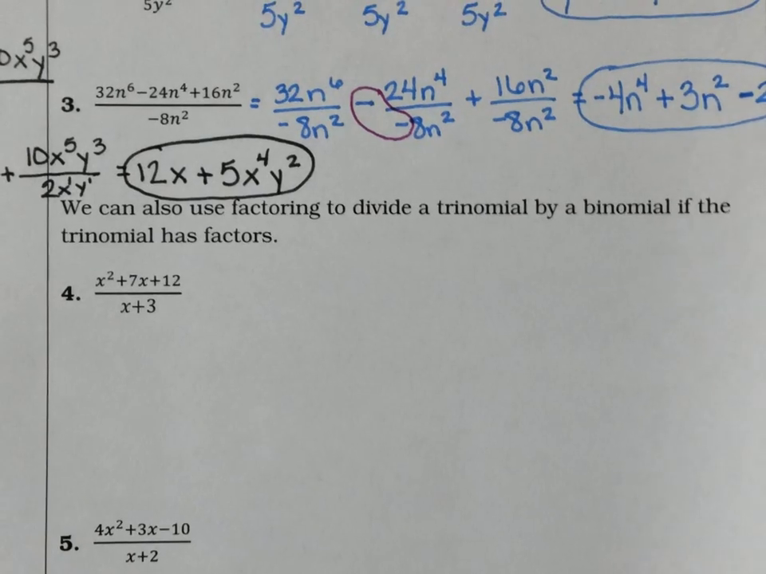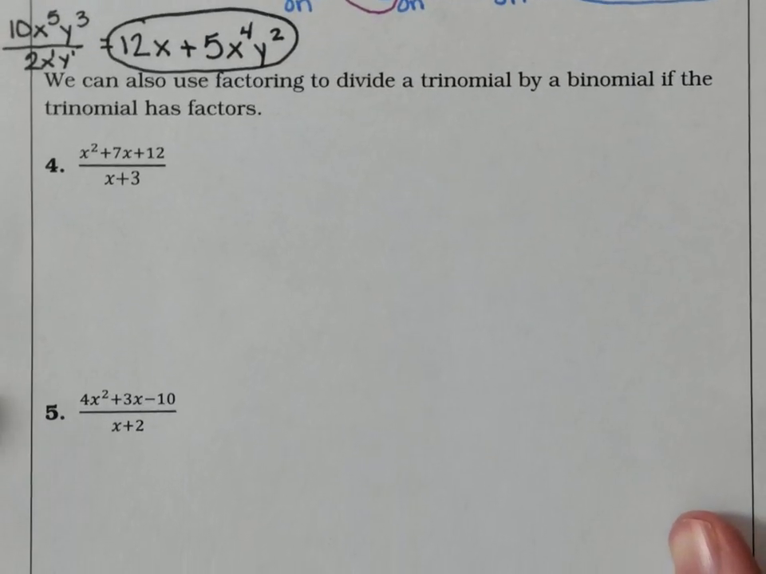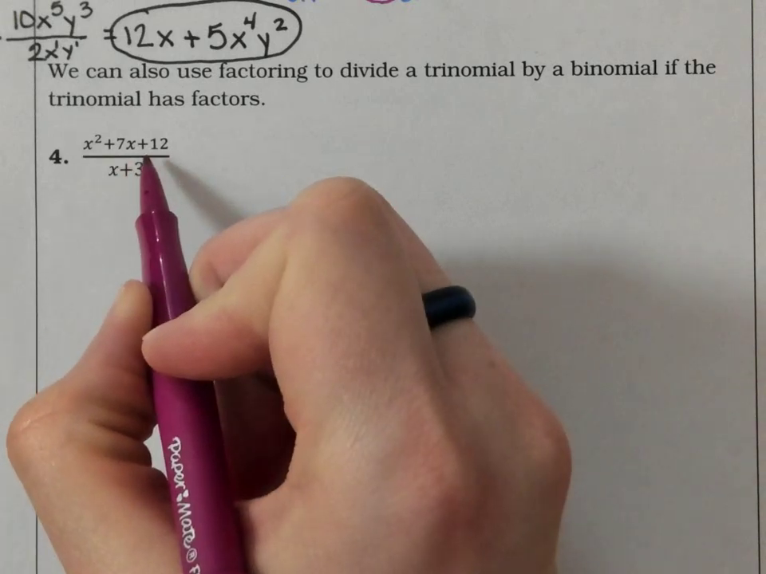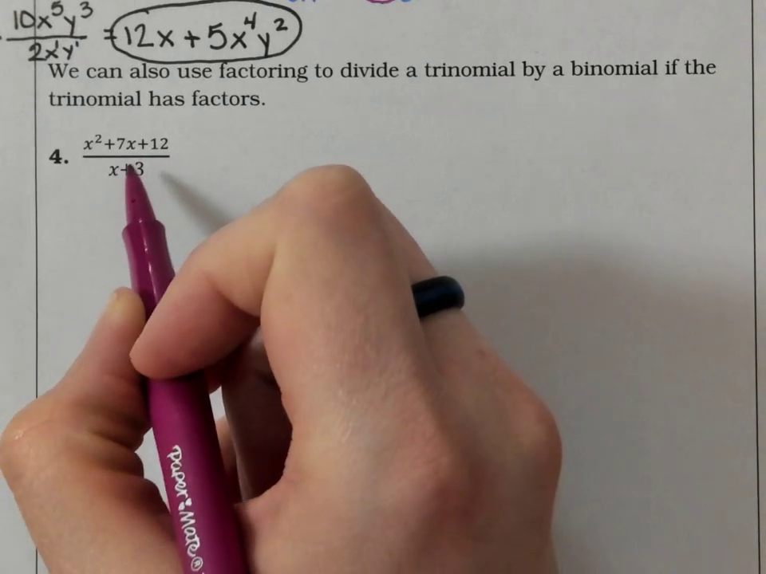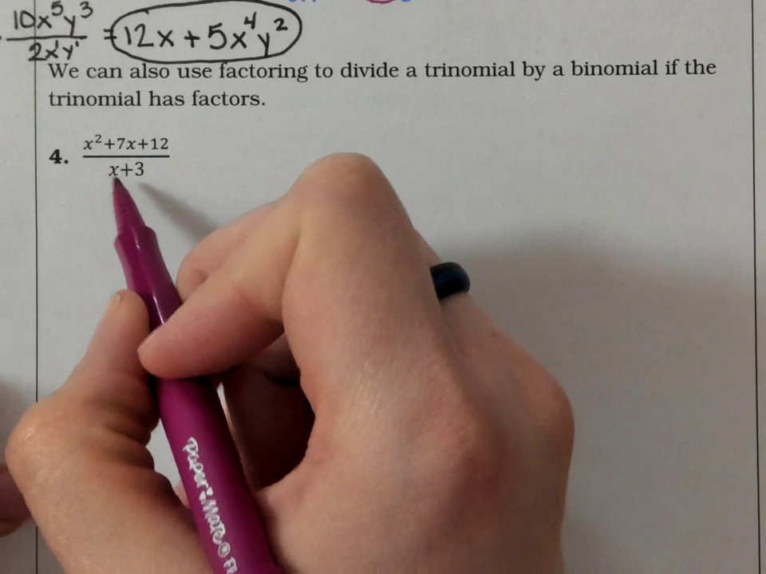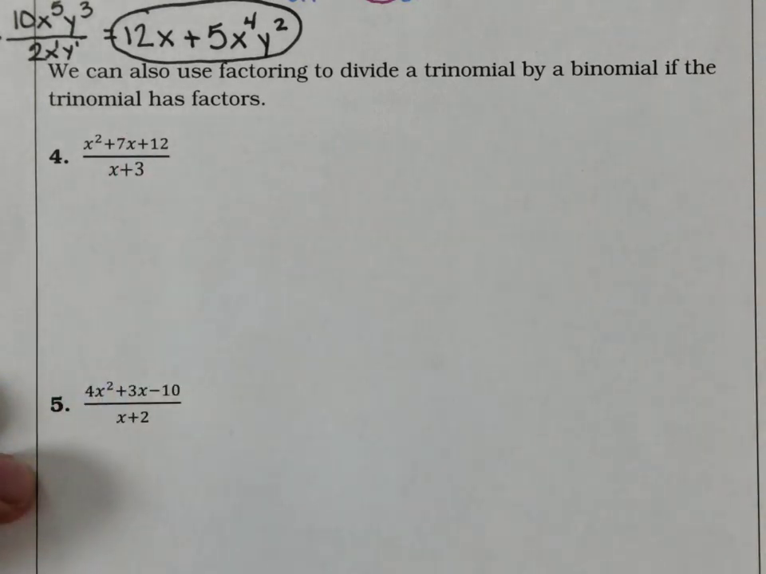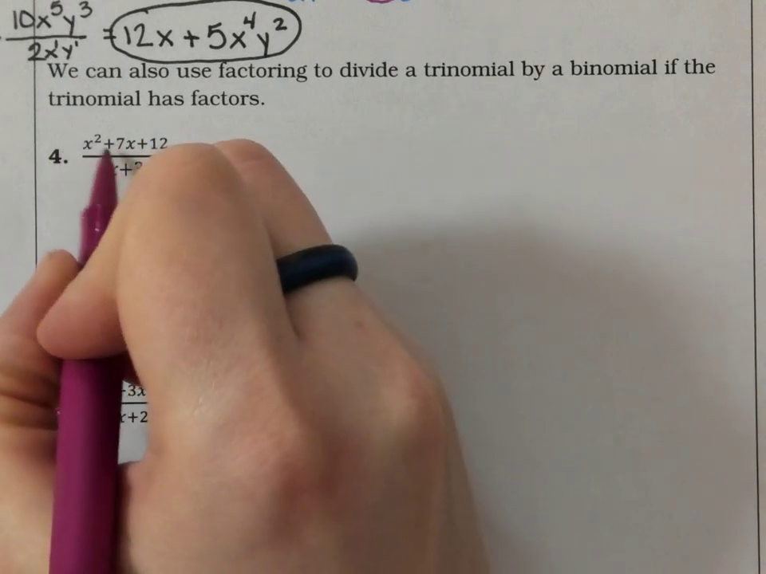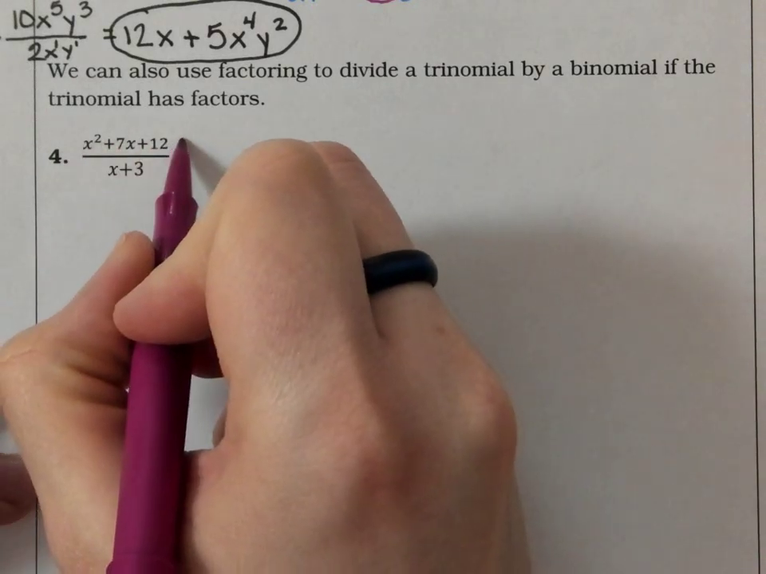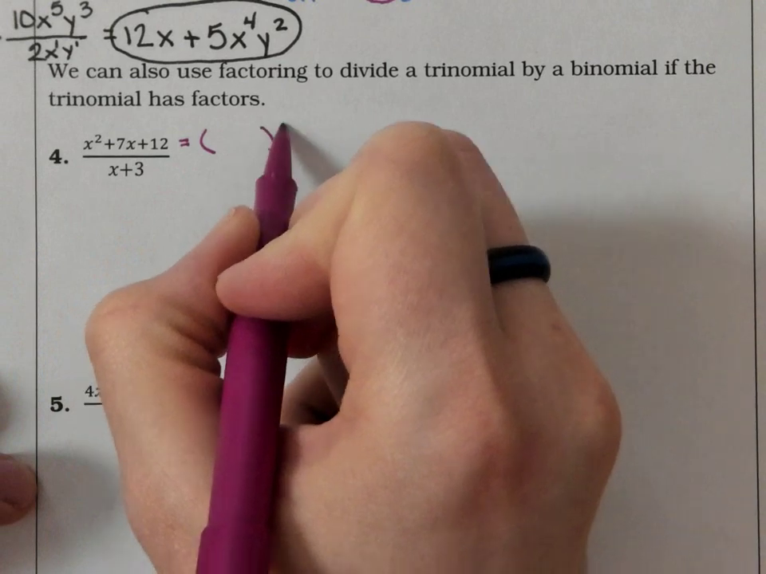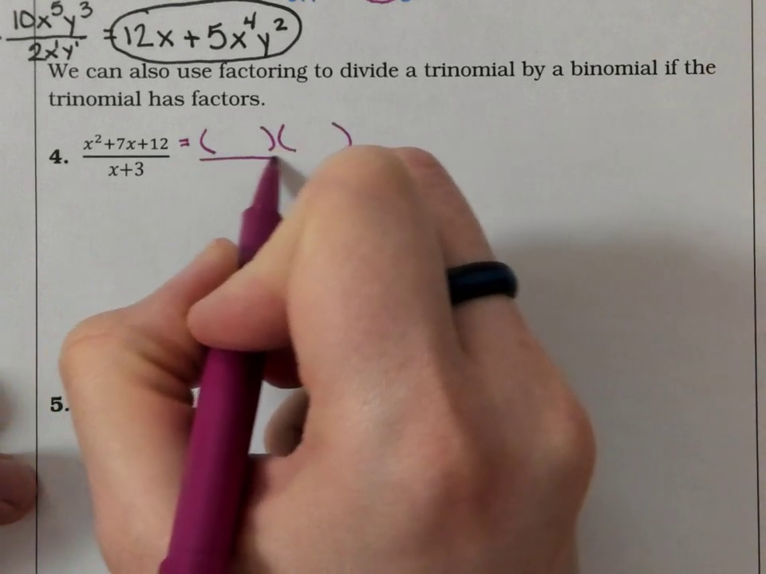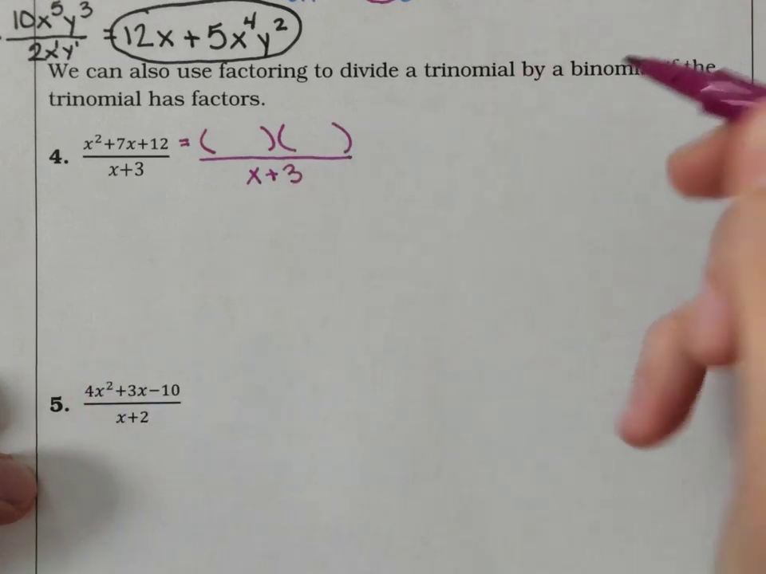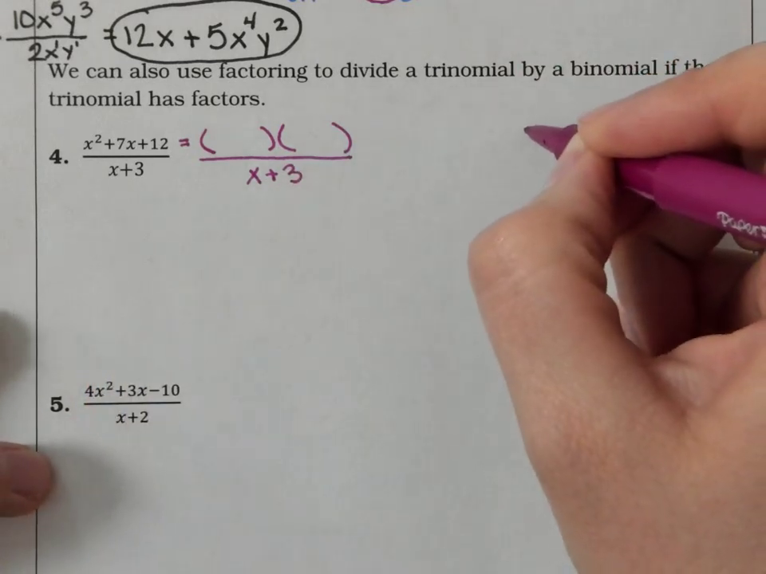Okay, we're gonna continue talking about rational expressions, and what we're gonna do this time is divide a trinomial by a binomial. Whenever you have a binomial on the bottom, you should probably try to figure out if the top can be factored. So in order to divide this, I'm going to turn this into two sets of parentheses divided by x plus 3. So we practice factoring.